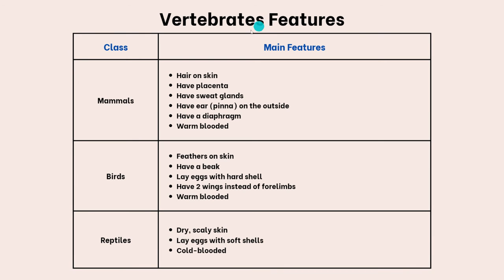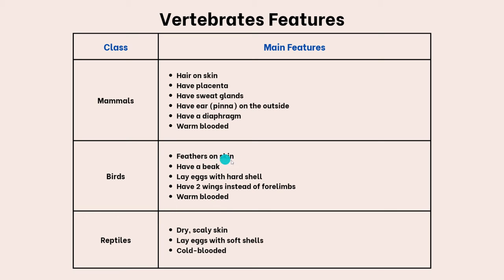Here you can find some features of vertebrates. For example, mammals have hair on skin, have a placenta, have sweat glands, have ears on the outside, have a diaphragm, and are warm-blooded. Warm-blooded animals are basically endotherms, which means that they can control their own internal temperature.